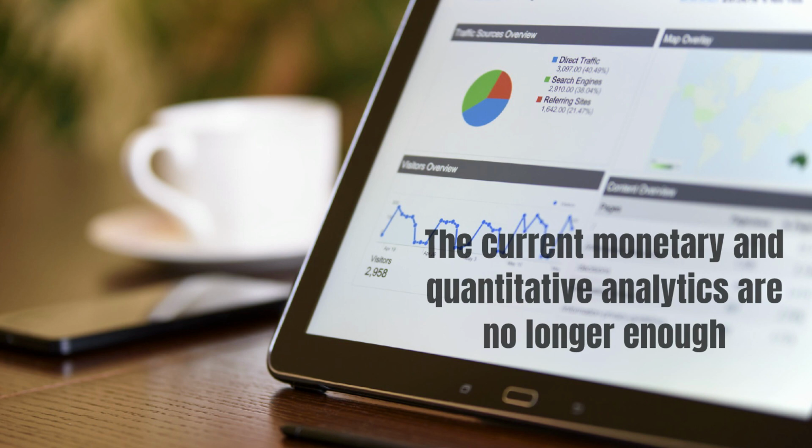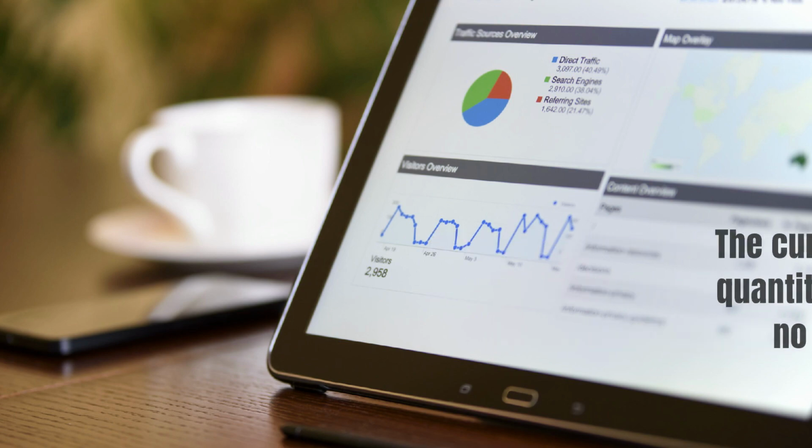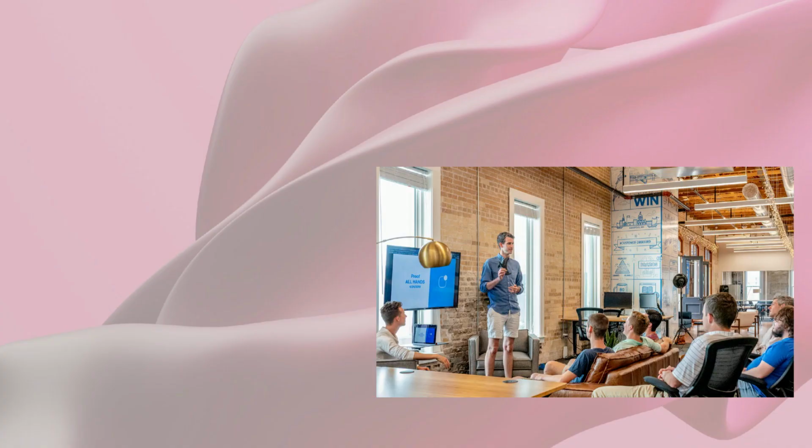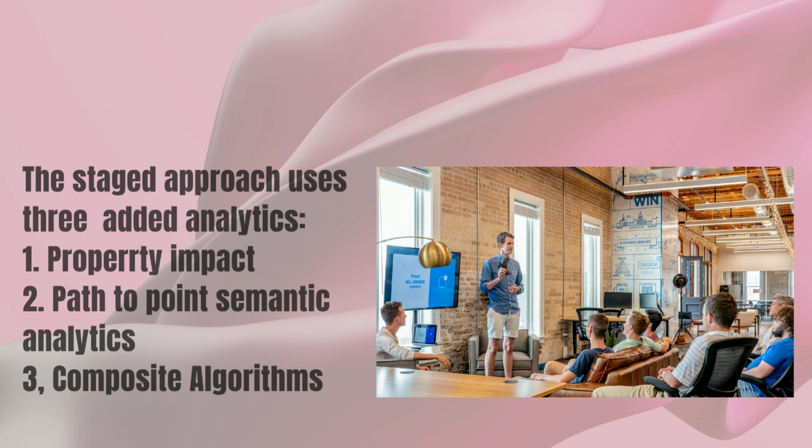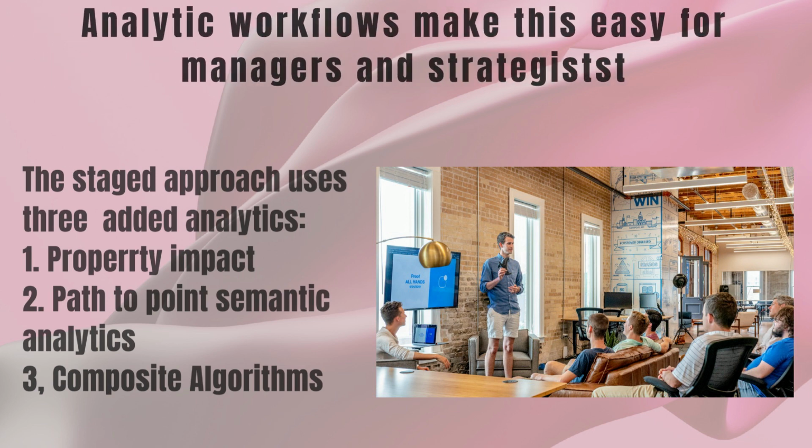A key part of gap analysis is the improvement of the analytics from monetary and quantitative to adding high-value semantic and relationship types of analytics. Three of the most useful analytics to add are property impact, path-to-point analysis, and composite ranking of several variables. Each of these analytics come with easy-to-use click-type workflows that make the manager or analyst more productive in decision-making.